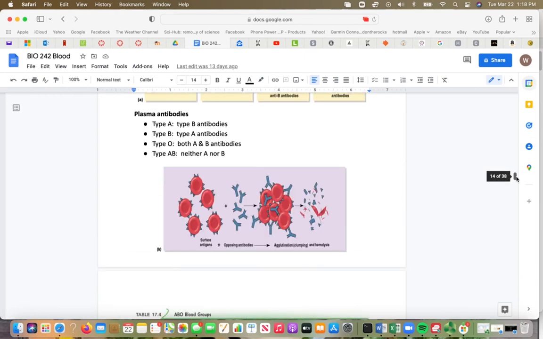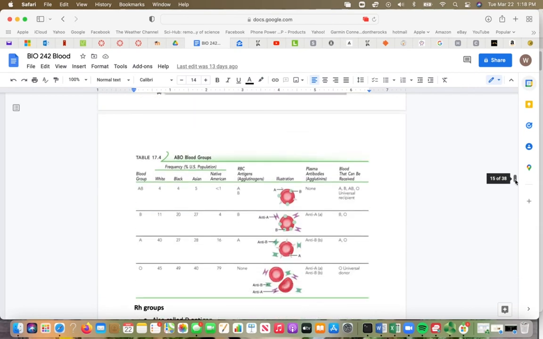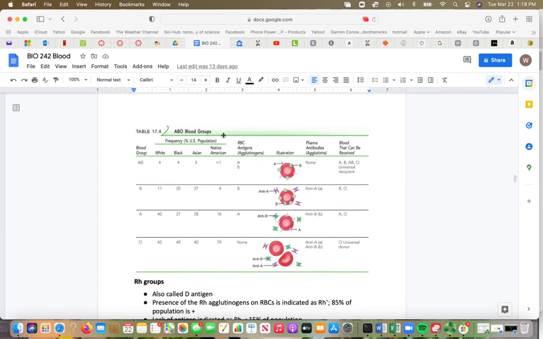So this is just showing what would happen if you put in red blood cells that had an opposing antibody, you would have agglutination and then hemolysis. So this gives approximate frequencies of the different blood types in the US population of different ethnicities in here. So type O is fairly common in a lot of people. Type AB is less common, and then A and B are somewhere in the middle.